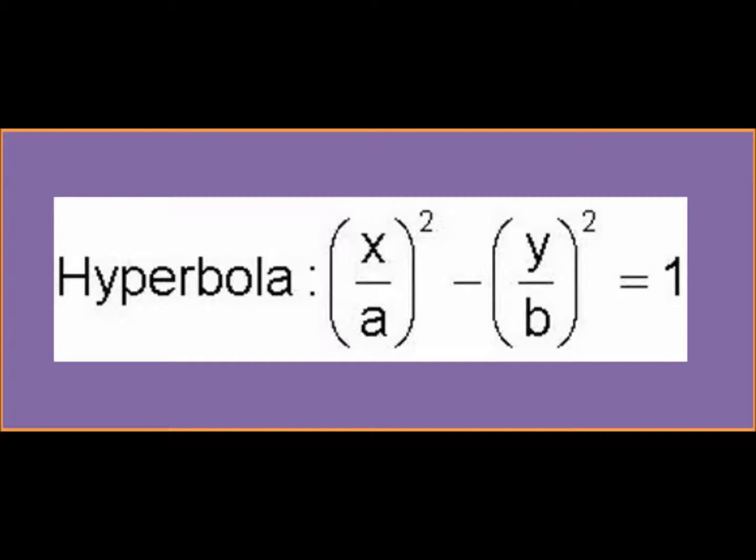Again, notice how similar it is to the equation of an ellipse. Ellipses have a plus sign in between the x and y squared, and hyperbolas have a minus sign in between. Think of it as a plus sign brings two curves together, forms an ellipse, while the minus sign keeps the two curves apart, forms a hyperbola.